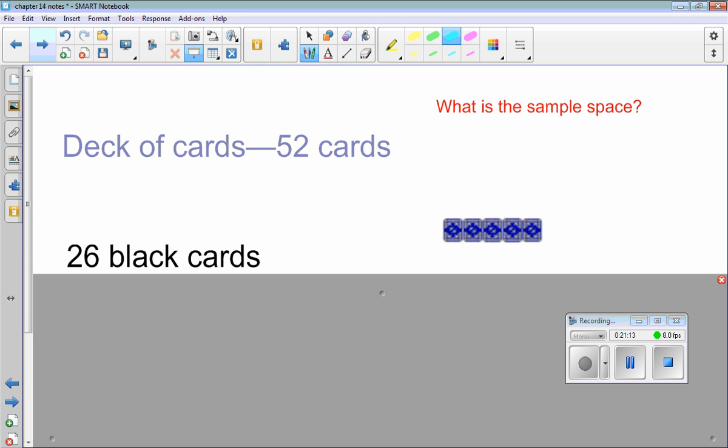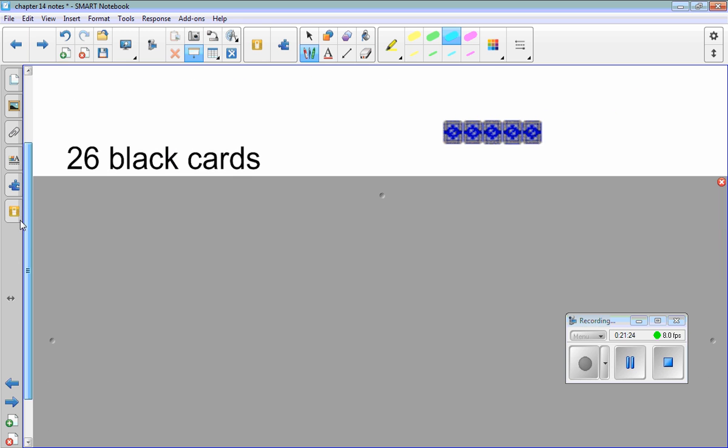We know in a deck of cards, if you don't know this already, please write this down. I assume this to be prior knowledge; some of the problems we had to do dealt with that. There are 26 black cards. Half of the deck is black and half of the deck is red.